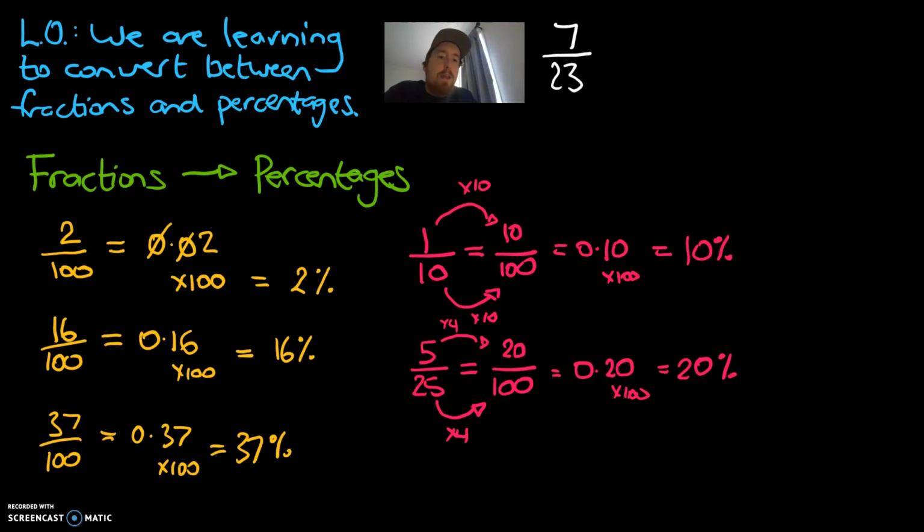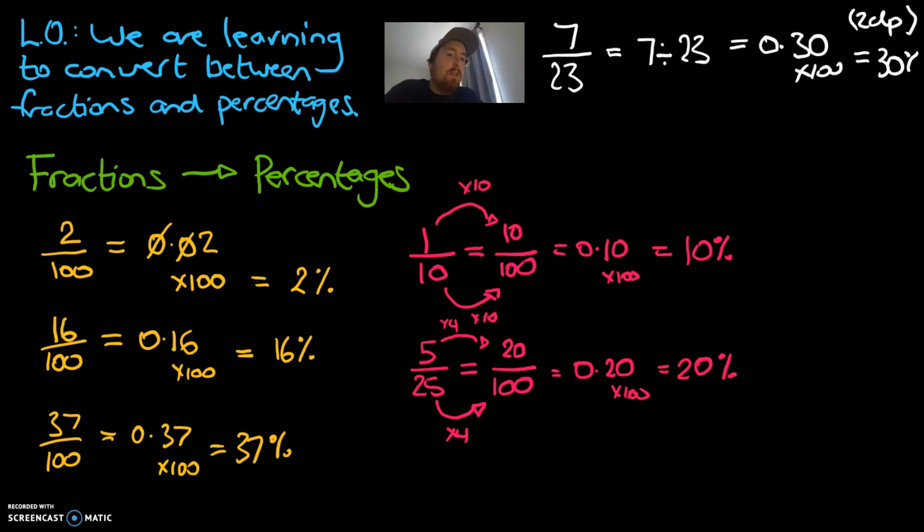So at this point, when it doesn't work out this way, our little trick is we're going to use division. We're going to convert our fraction to division. 7 divided by 23 is a bit easier to do. That there is 0.30. And what I've done is I've used my rounding skills that we learned yesterday. I've rounded that to 2dp, so I've rounded that number down to 0.3. And now that we've got our decimal version, we can multiply it by 100, which will leave us with 30%.